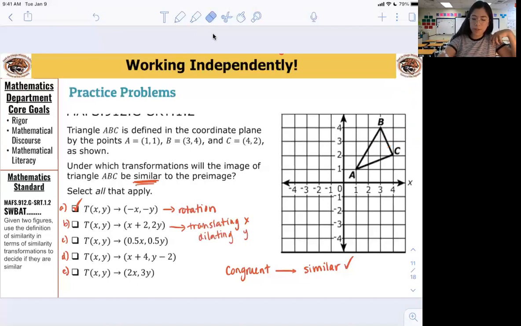So in order to be similar, the x and the y have to follow the same dilation. Both of them have to. Otherwise, you're only dilating part of it, and it's not going to line up correctly. So B is out. How about C?